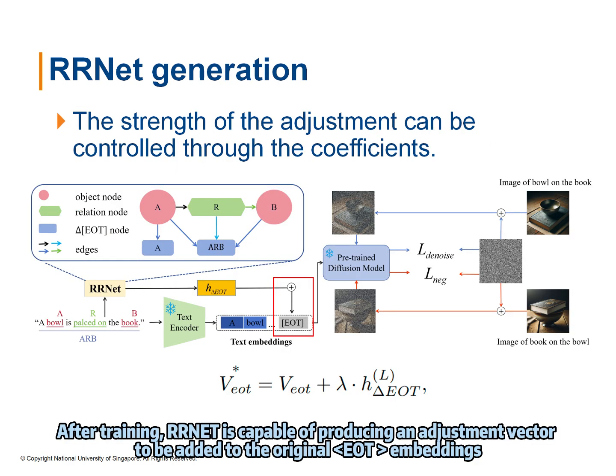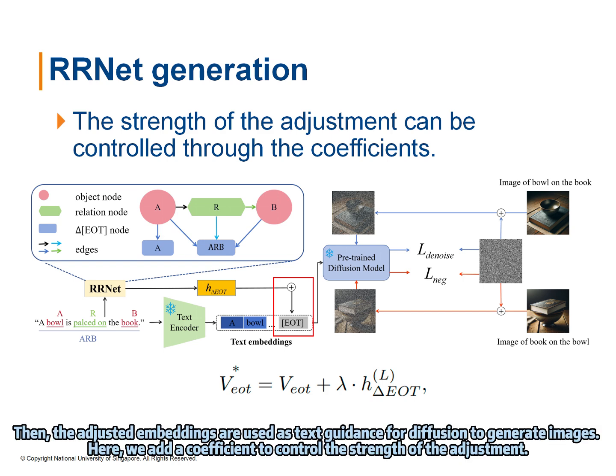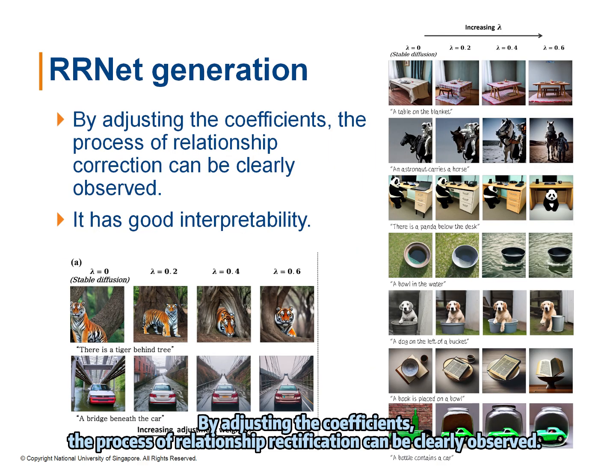After training, RNet is capable of producing an adjustment vector to be added to the original EOT embeddings. Then, the adjusted embeddings are used as text guidance for diffusion to generate images. Here, we add a coefficient to control the strength of the adjustment. By adjusting the coefficients, the process of relationship rectification can be clearly observed.